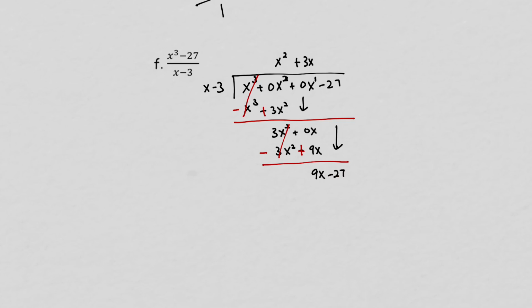Now you wanted to make this 9x. So you're going to multiply by 9. You end up getting positive 9x minus 27. When you subtract those two lines, they cancel out, you get 0. So you have 0 remainder. So your solution will be x squared plus 3x plus 9.